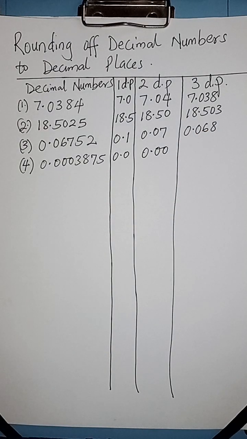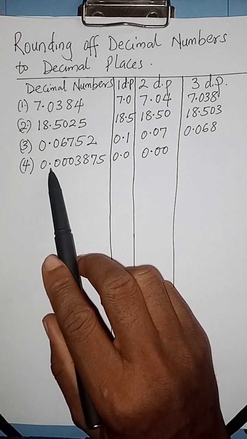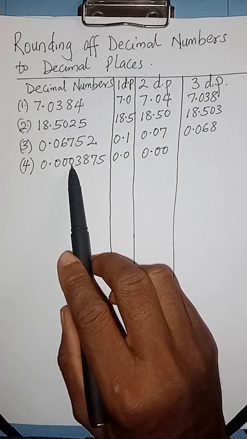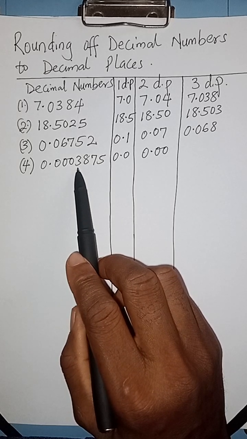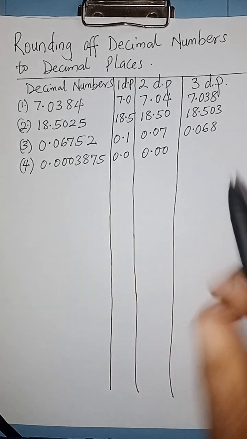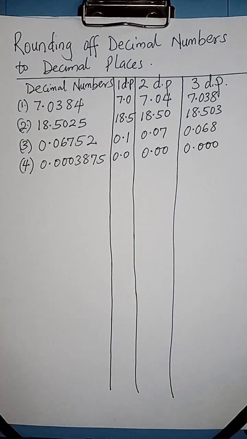To three decimal places, it's going to be 0.000. But before I write this 0, I had to check the digit after the 0, and it's 3. It tells you you are rounding down. So it becomes 0.000.